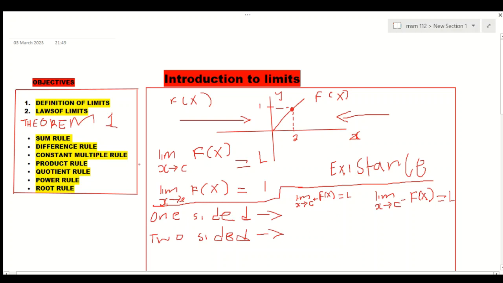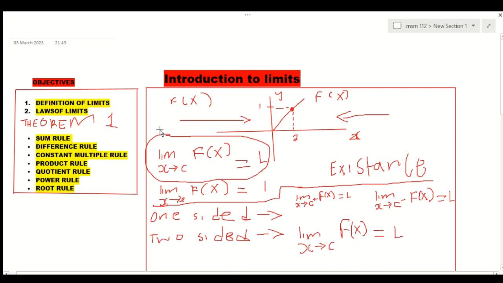Then a two-sided limit, it is just this one we have. It's a general one. It's not showing whether this is coming from the right hand side or left hand side. So this is a two-sided limit, the one which looks like this. Limit as x approaches a certain number of the function should also be able to give you a value which is L. So the existence of this function depends on the two-sided limits. Let's take a look at this.